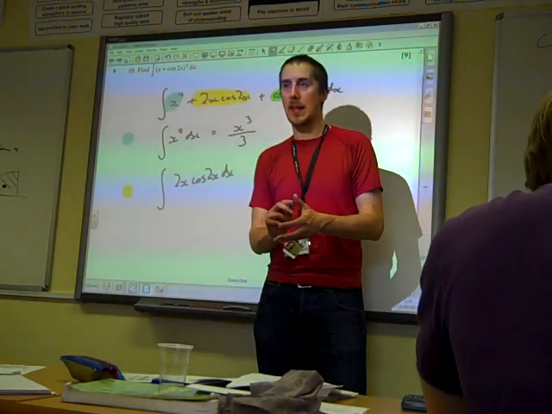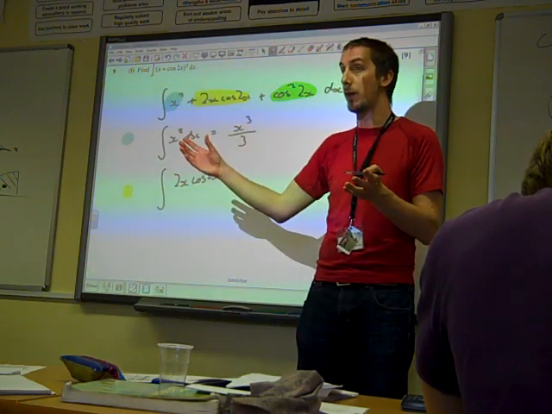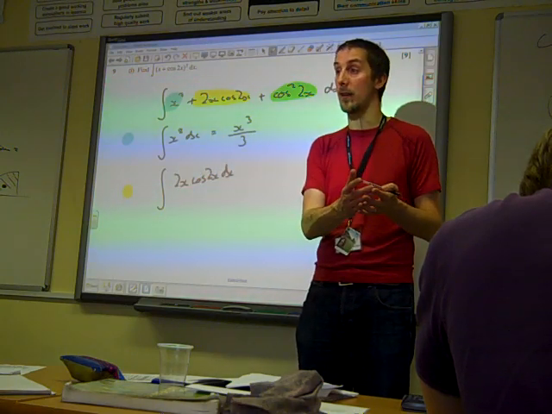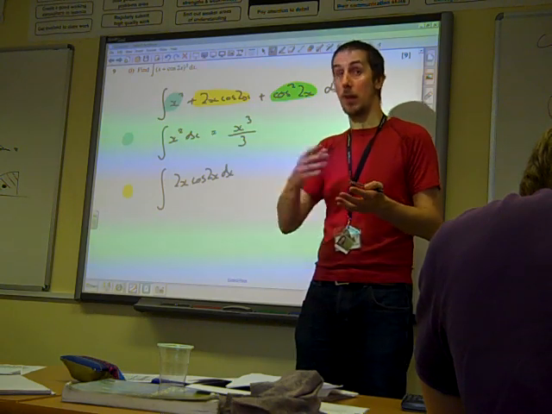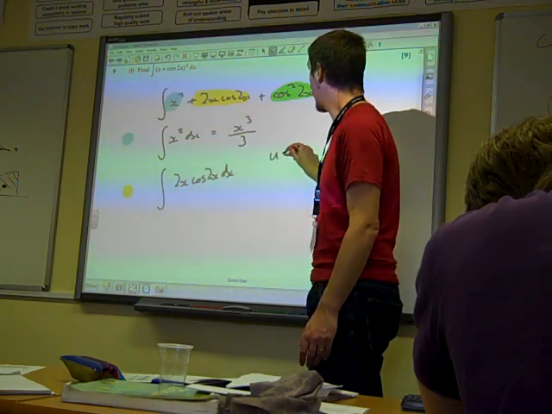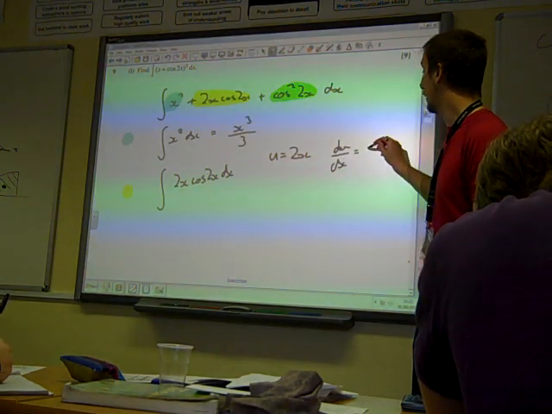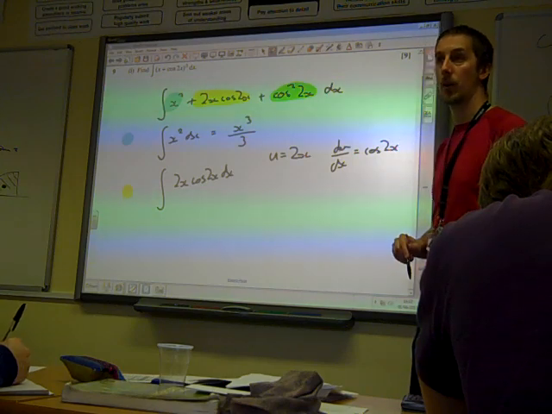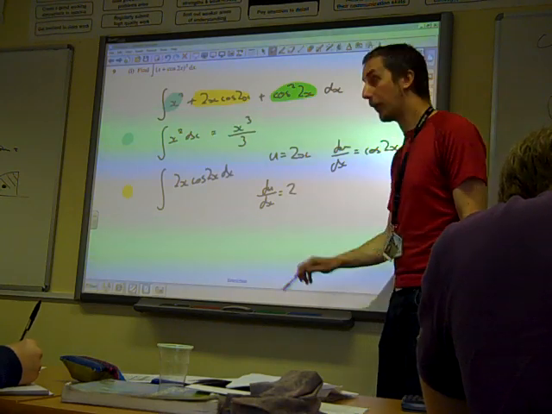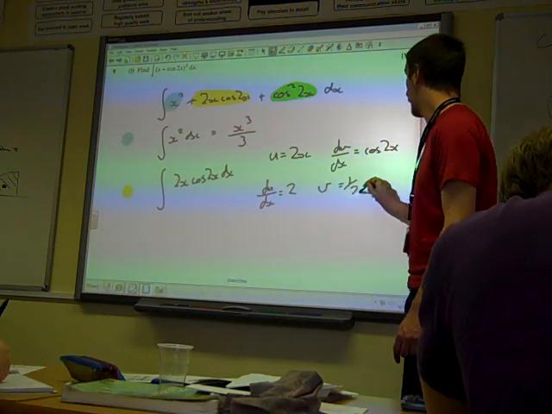When we do integration by parts, we're thinking of one thing that will get nicer when we differentiate it, and another thing that won't get too much worse when we integrate it. Which bit's going to get nicer when we differentiate it? The 2x. And the cos 2x isn't going to get any worse, it just goes to a sine-related thing. So the differentiating bit is 2x, and the integrating bit is cos 2x. If we differentiate 2x, we get 2. And if we integrate cos 2x, we get a half sine 2x.